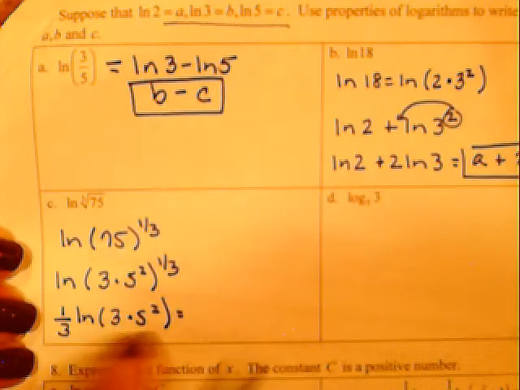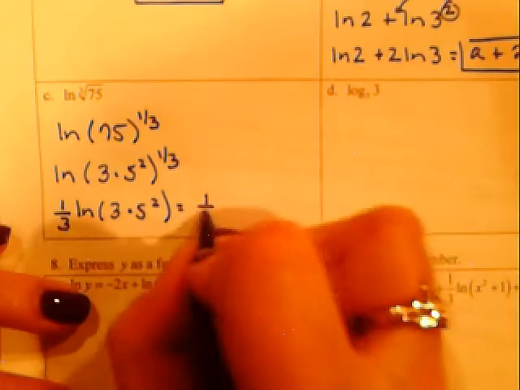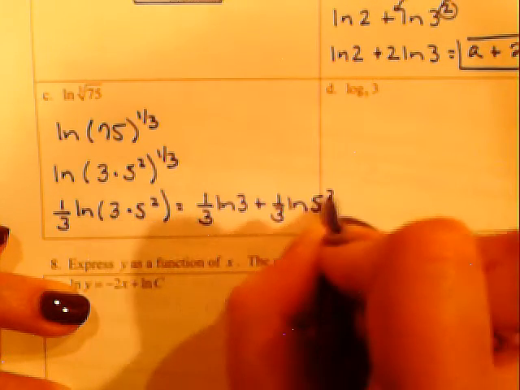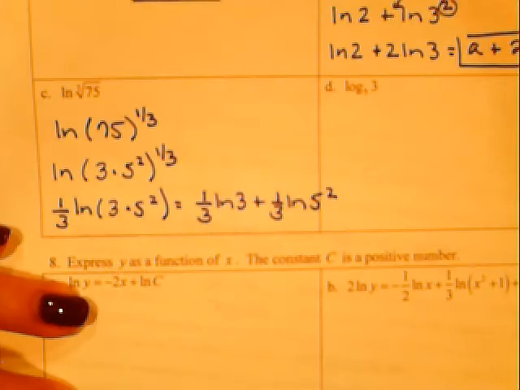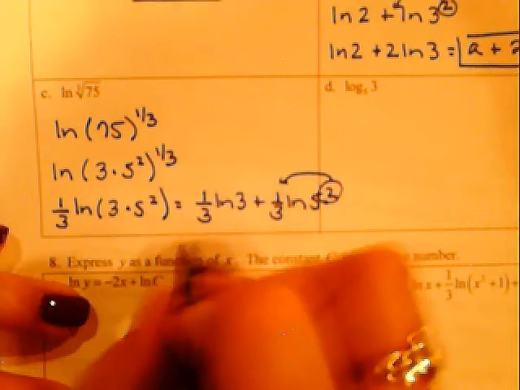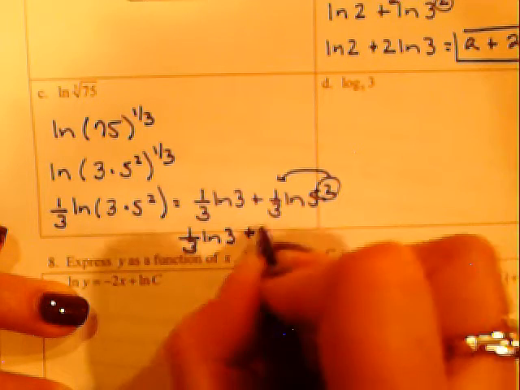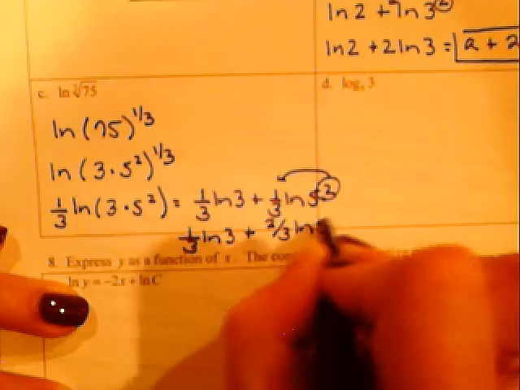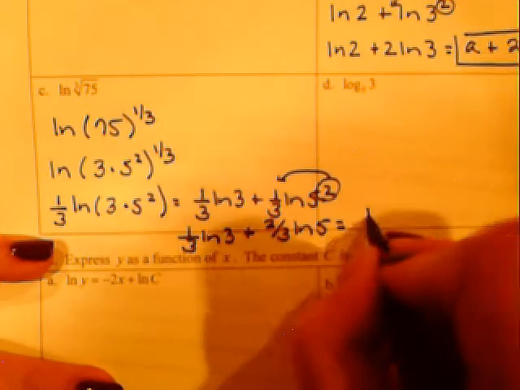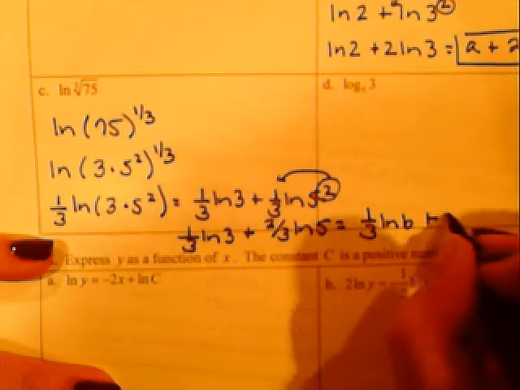And then I can expand this out using my multiplication property. So I have 1/3 times the natural log of 3 plus 1/3 times the natural log of 5 squared. Again, I can now use my power property again, multiply 2 times 1/3. So 1/3 times the natural log of 3 plus 1/3 times 2 is 2/3, natural log of 5. And from the information they're giving me, natural log of 3 is equal to b, and then natural log of 5 is equal to c.